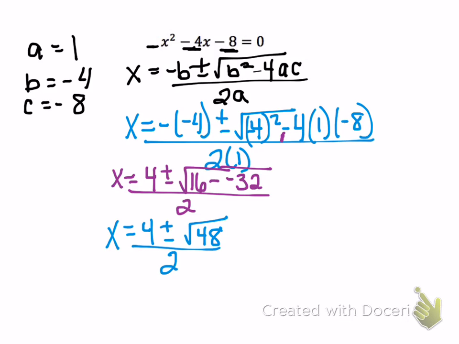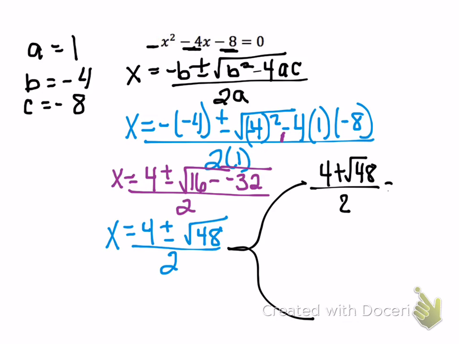Here's where I'm going to split it up into two different parts because I'm looking for the two x-intercepts. Now, I know that the square root of 48 is not a perfect square, so I am going to get decimals with these answers. So when I do this, I'm going to take 4 plus the square root of 48, divide that by 2, and my x-intercept is going to be 5.46, 0. All right, there's my x-intercept. There's a decimal right there.